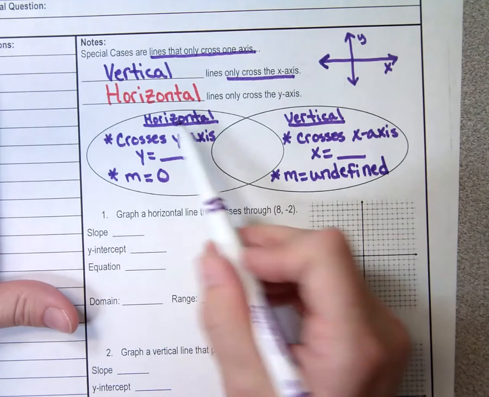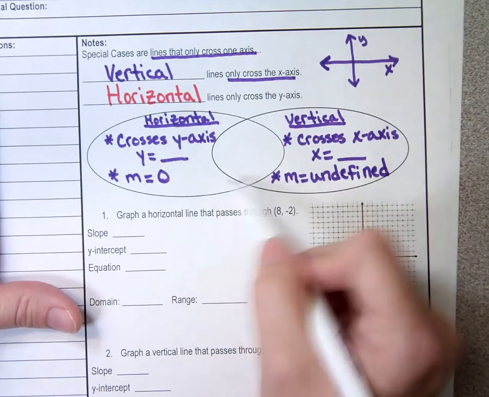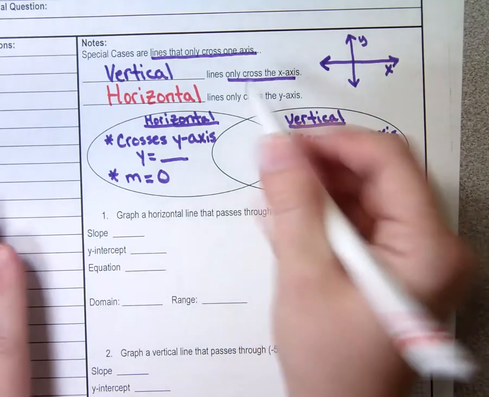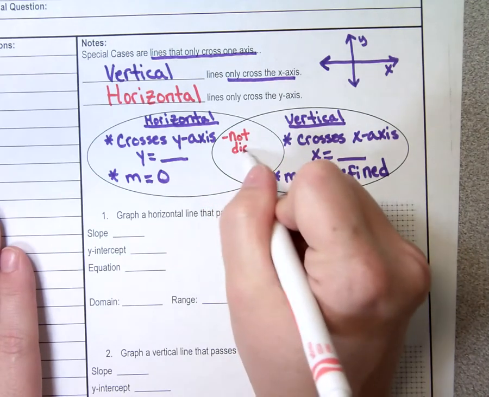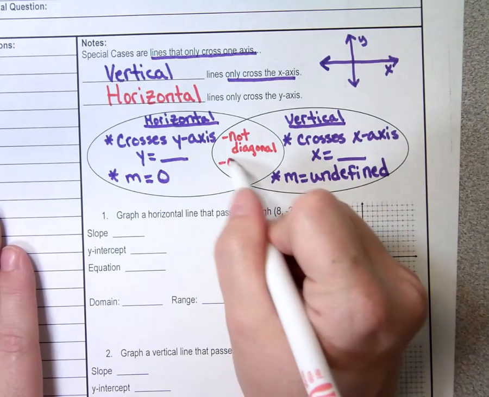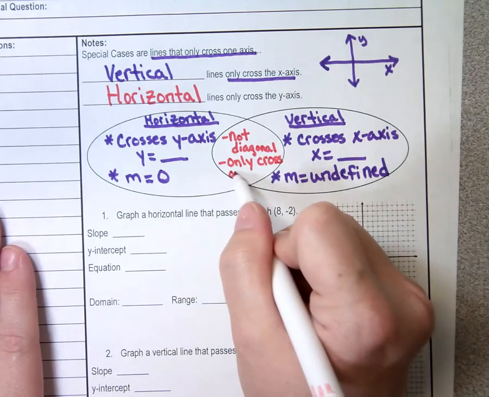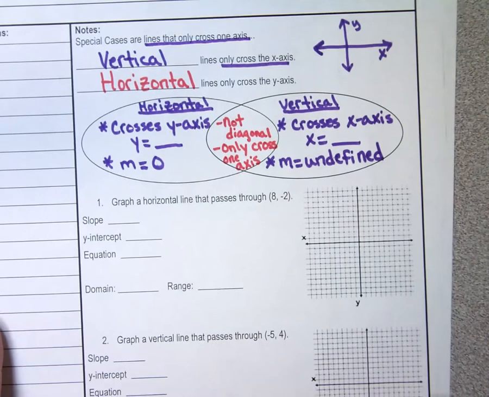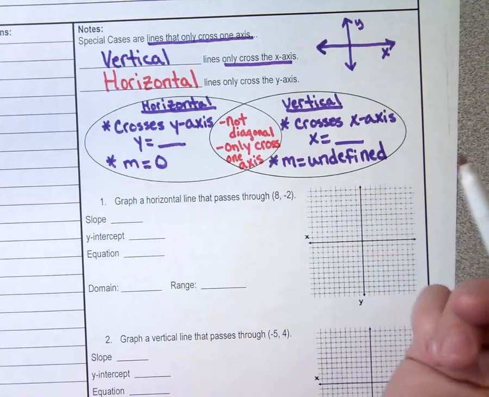Okay, the things that horizontal lines and vertical lines have in common is the fact that they are not diagonal, and they only cross one axis. So that's what horizontal and vertical lines have in common. They're not diagonal and they only cross one axis.